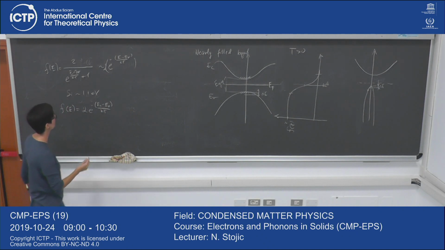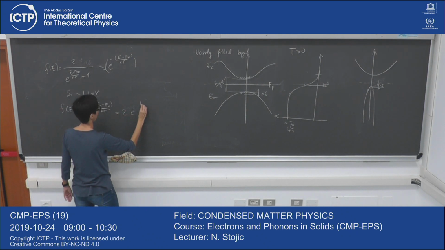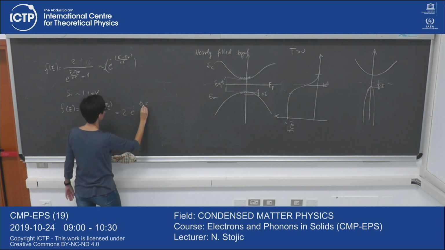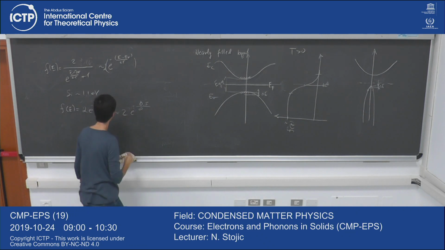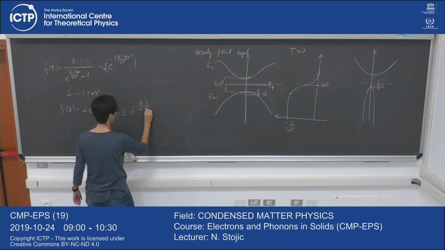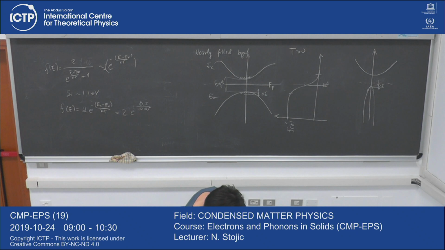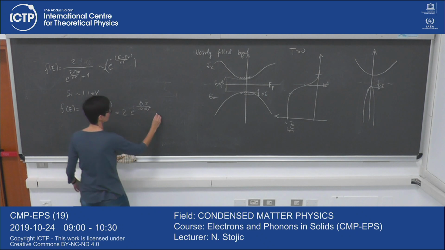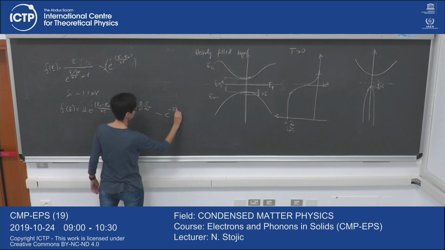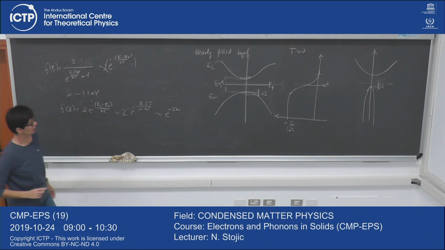We use this approximation at room temperature. Half gap is 0.5, and the room temperature is 0.025. Am I doing the right numbers? Yeah, it will give something like minus 22, I think. I really rounded up here. It was 1.55.